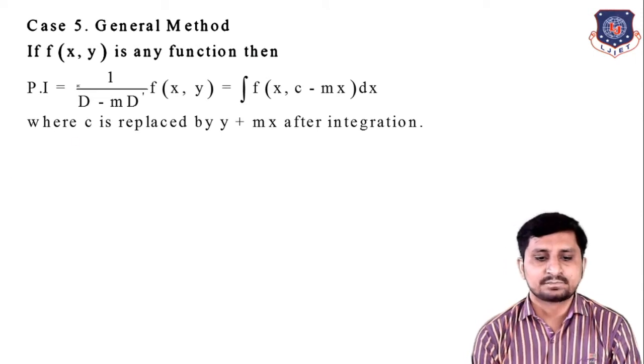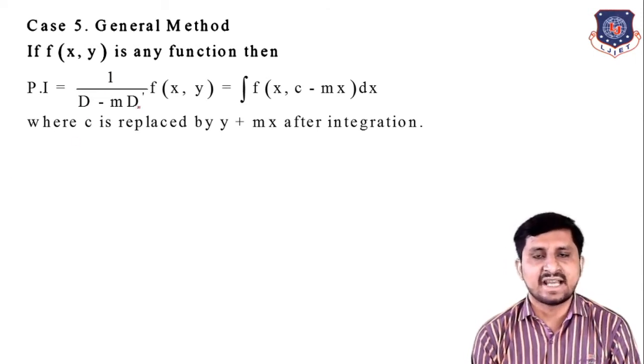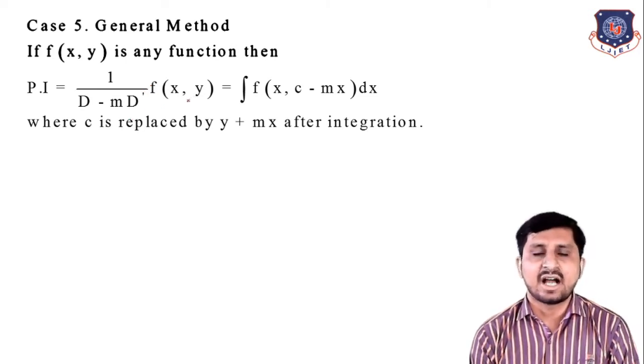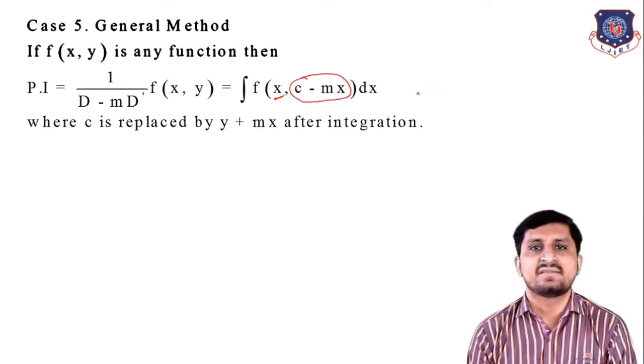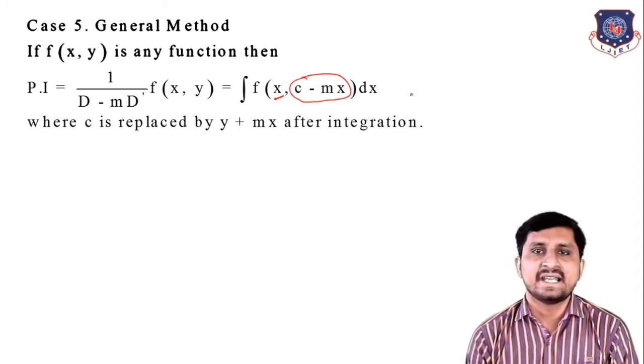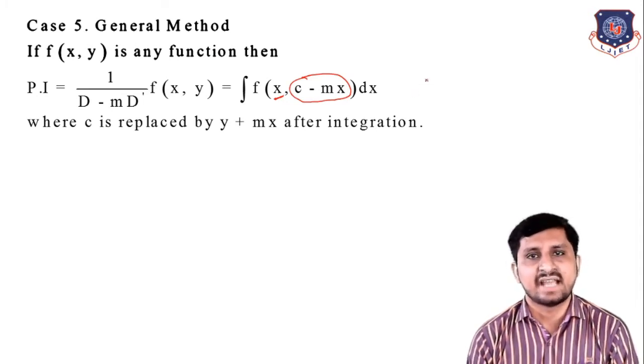So let's see, 1 upon D minus m D dash, right? This is just one linear factor, operating on f of x, y. How do you have to operate? That is equal to, just try to understand the right side part, integration of f of x is as it is, right? But instead of y, we have to write c minus mx. That means y is replaced by c minus mx.